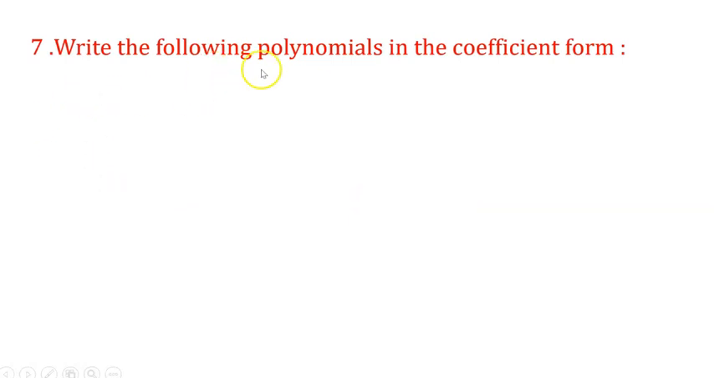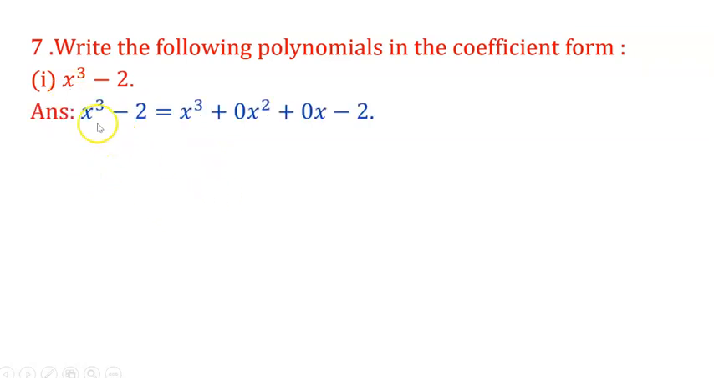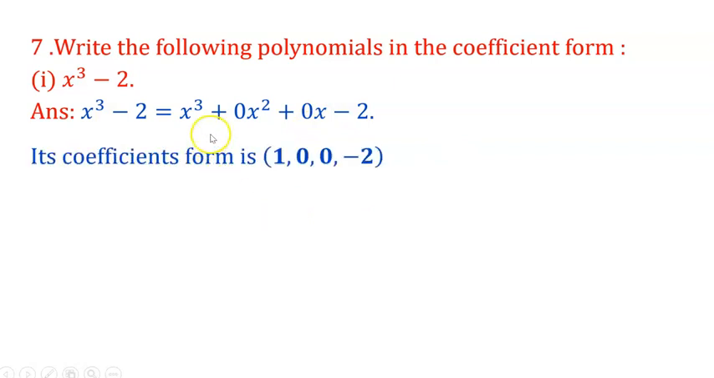Next, write the following polynomials in the coefficient form. Now see this here, x cube minus 2. This can be written as x cube plus 0x square, because the x square term is not there. The x term is also not there, so again we write 0x, and then minus 2. Therefore the coefficient form: the coefficient of x cube is 1, x square is 0, x is 0 and the constant is minus 2. Therefore the coefficient form is 1, 0, 0, minus 2.